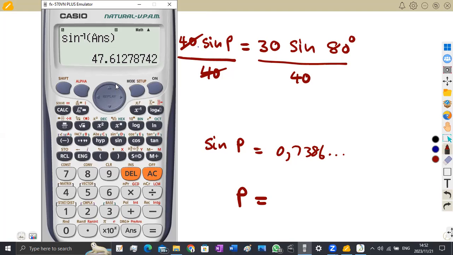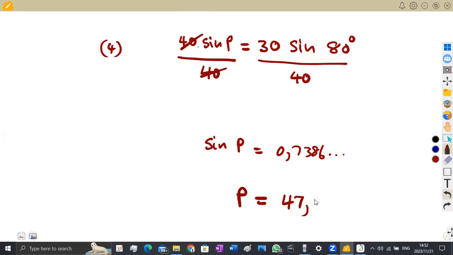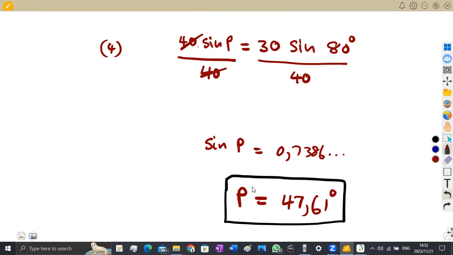This one cannot change, or you can use a calculator, shift, set up, go to the fix here on 6, 2 decimal places is going to be 47.61. So this is 47.61 degrees. Okay, so this will be the angle P that you were asked to calculate in that case.